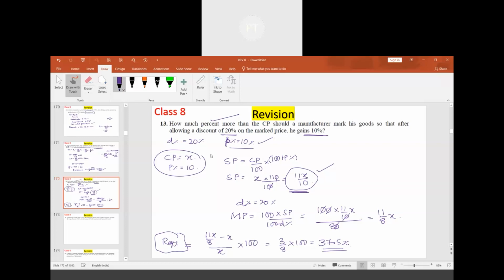Sir, I have a doubt. Sir, you calculated the gain first and then you calculated the discount. But according to the question, first after putting the discount, he still has 10% gain.